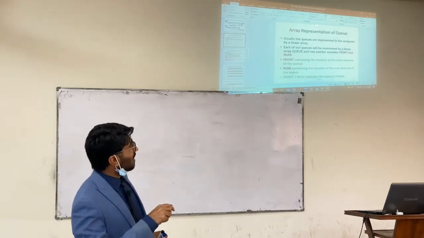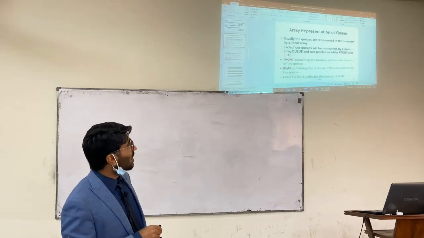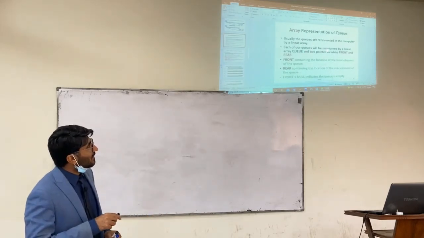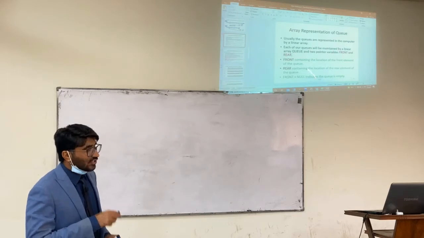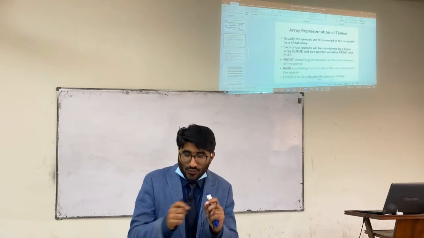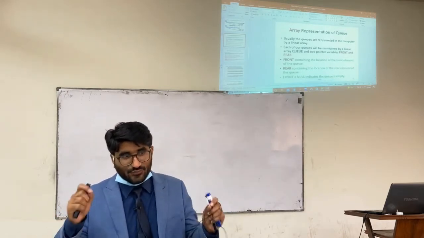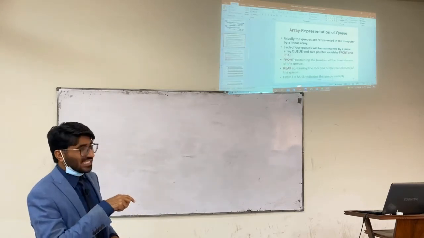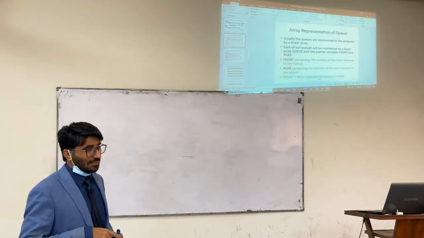So most of the time, a linear array is used to represent the queue. Each of our queues will be maintained by a linear array. That will be an array, but by using a few variables, the concept of rear and front, it will be a queue. So let's suppose these are the rules we need to understand before implementing it.